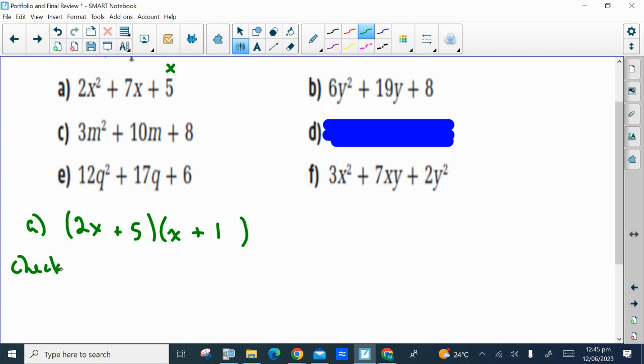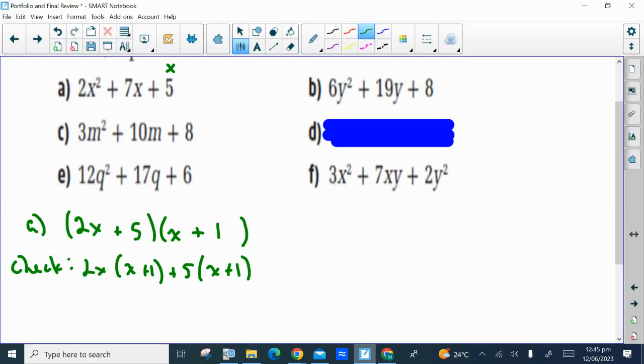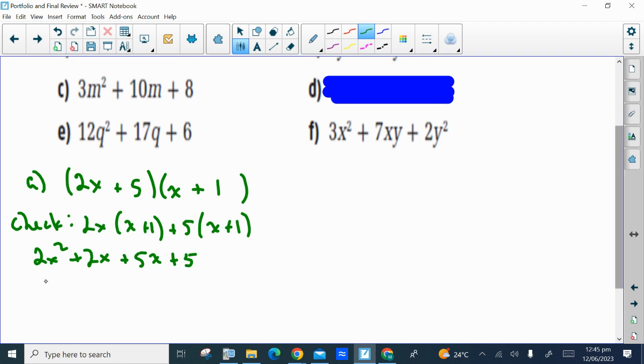Remember that we've checked them by multiplying, so you can do that as well. Actually show the multiplication. You won't need to do this on the final exam. You won't be asked to check your factors. This is just something that you might do just so you know whether you have the right answer or not. 2x and 5x is 7x.